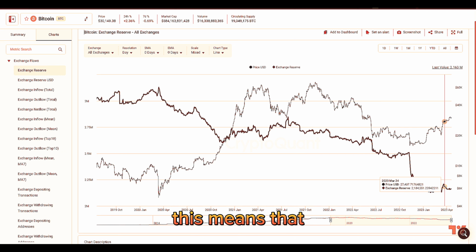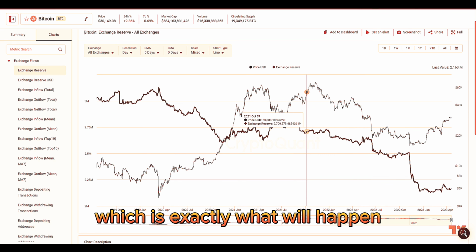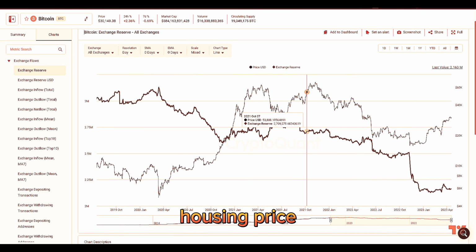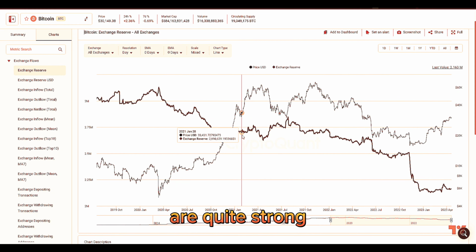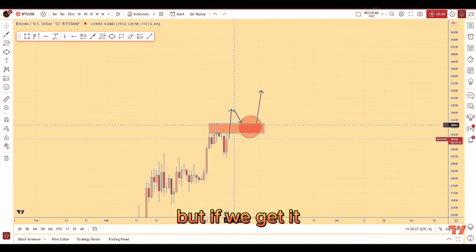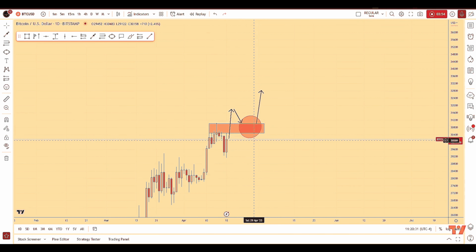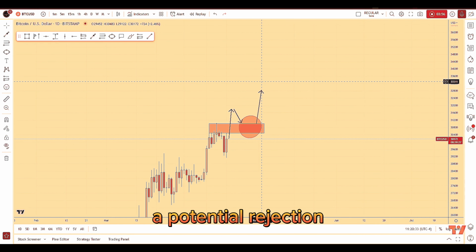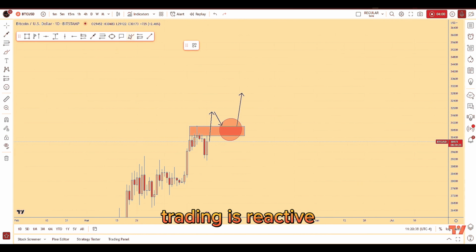This means that if demand gets increased or if the amount of Bitcoins emitted into circulation gets cut in half, which is exactly what will happen with the next halving, price should increase to accommodate for the new demand. So the fundamentals at the moment are quite strong. So we don't know if we will see this break to the upside, but if we get it after a break on the retest of this previous resistance turned support, how we could be approaching a potential rejection to the upside? Well, as usual, trading is reactive and not predictive.